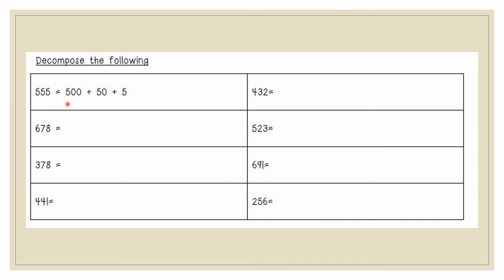So our first number will be our hundreds number. We will look at our 555, and in our hundreds column we will have 500. In our tens column we will have 50, and in our units column we will have 5. So the whole breaking up will be 500, which is our hundreds, plus 50, which is our tens, plus 5, which is our units.